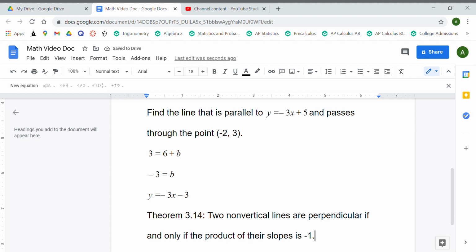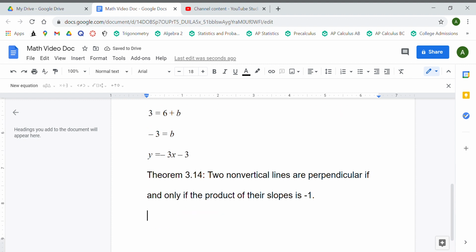So in other words, if the given line has a slope of 2 and you want to find the equation of the line that's perpendicular to it, you have to take the opposite and the reciprocal of the slope you're given. The opposite of 2 is negative 2. The reciprocal of negative 2 is negative 1/2. Okay?